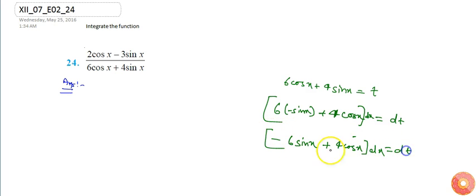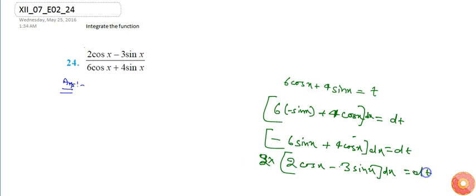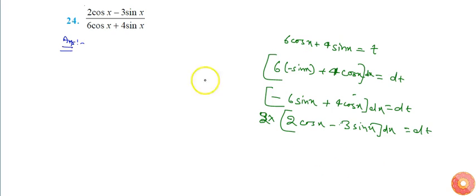or I can say it is 2 cos x minus 3 sin x dx, multiplied by 2 equals dt. So in our numerator, 2 cos x minus 3 sin x dx is given, so I need to find the value of 2 cos x minus 3 sin x dx, which equals dt by 2.